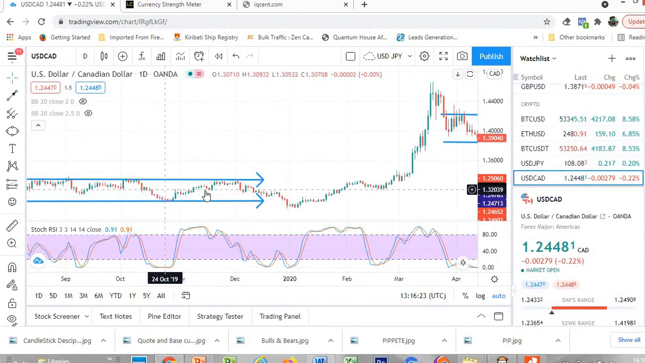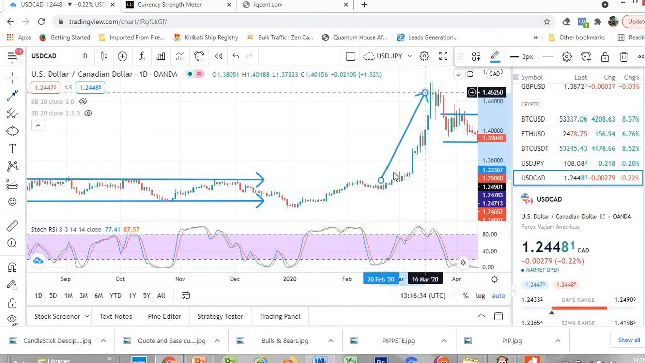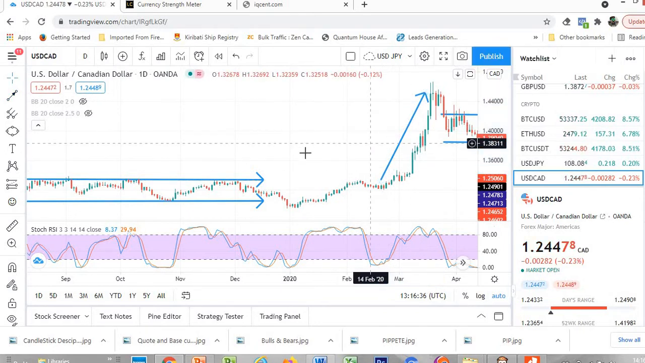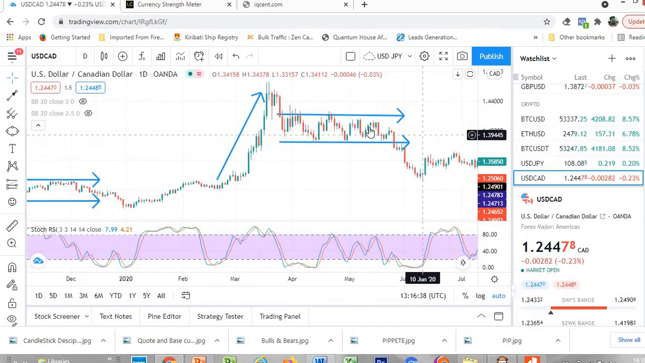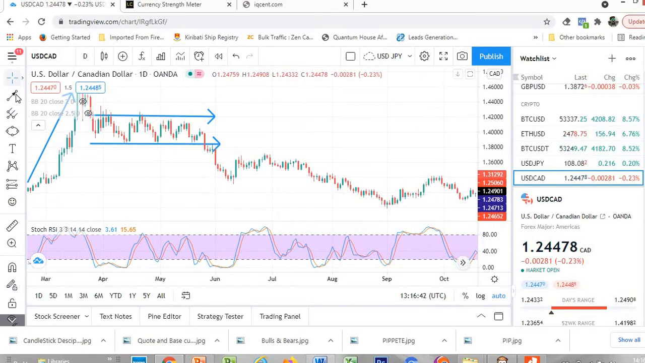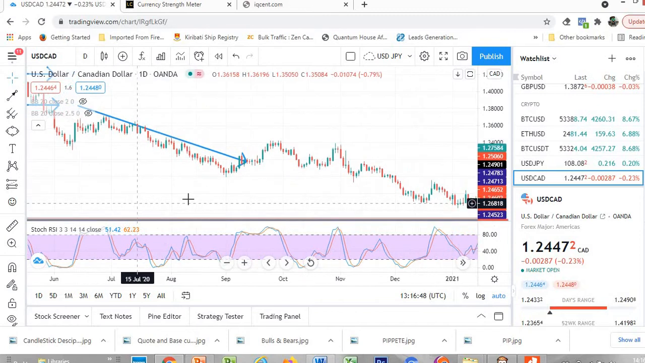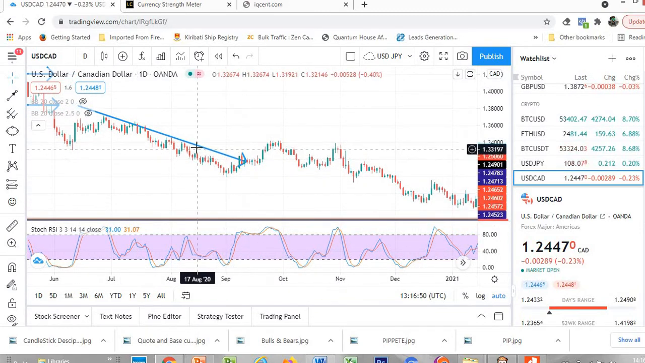Then you see what it was doing around here like this. Then it went up, a clear upward trend here. Then it went to consolidation again. Then it gave a little bit of a downtrend here, which kind of continued.